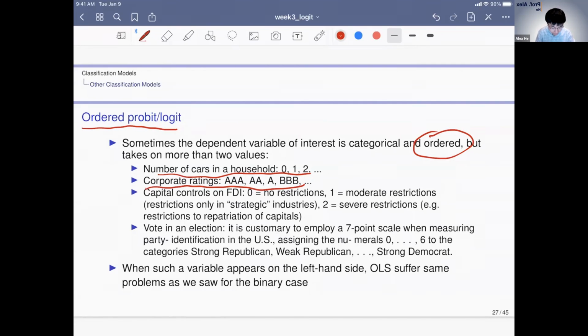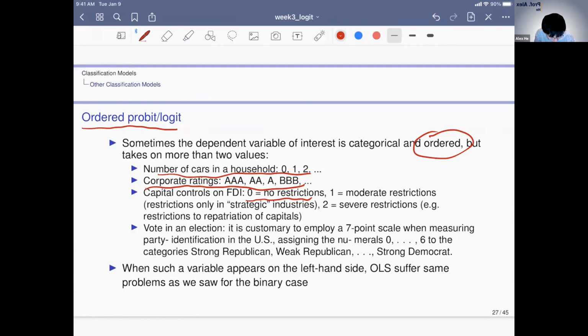And then another example: you could have different categories for the controls on foreign direct investment. 0 is no restriction, 1 is moderate restriction, 2 is severe restriction, something like that. Or you can have different categories for your political view, whether you're a strong Republican, weak Republican, kind of neutral, weak Democrat, or strong Democrat. Again, those are ordered along a scale, right? But it's not continuous.